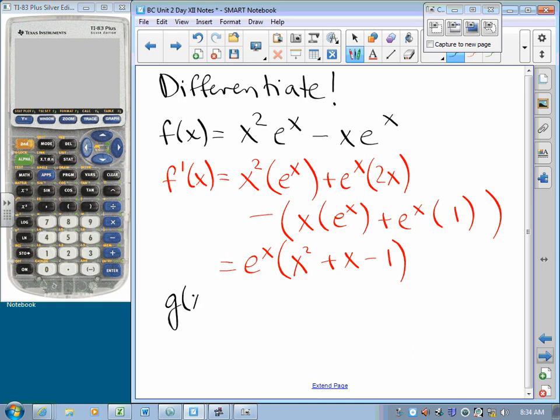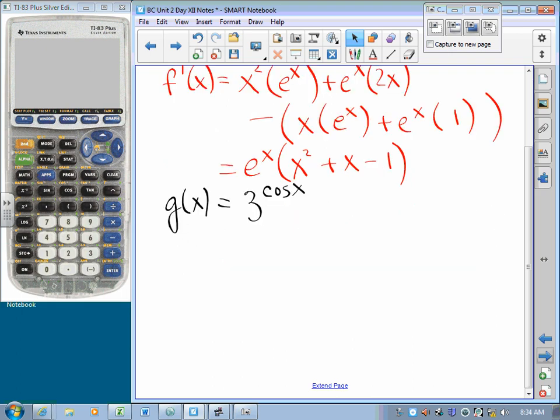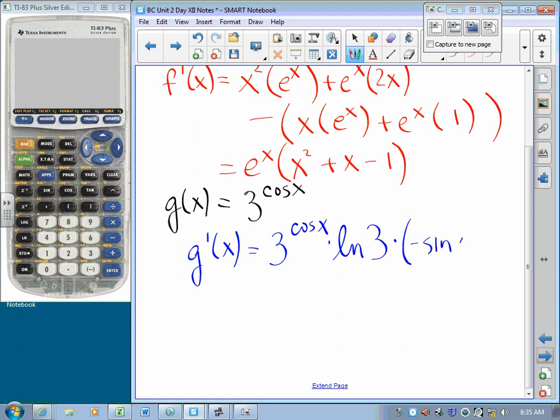Similarly, I could take the derivative of 3 to the cosine x. How do I take the derivative of 3 to the cosine x? Well, the derivative of 3 to the whatever is 3 to the whatever times ln 3. So the derivative of 3 to the cosine x is 3 to the cosine x ln 3 times, by chain rule, since cosine x is not x, it's a function of x, we multiply by the derivative of cosine x, and that's negative sine x.